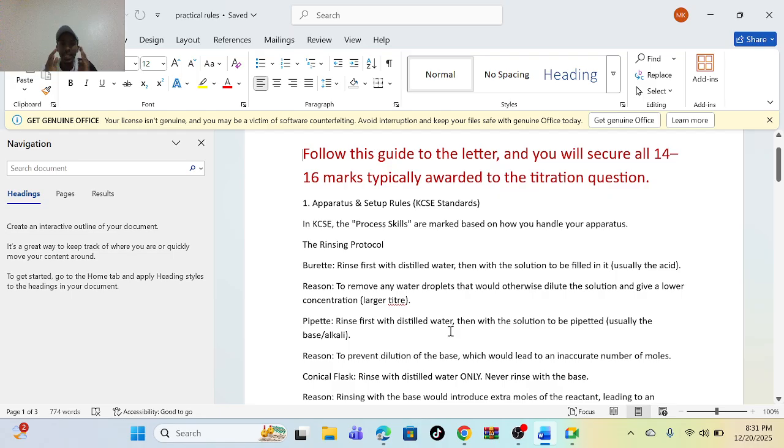Practical in chemistry, practical paper 3. Practical usually has 14 to 16 marks. Sometimes it reaches up to 20 marks. In 1998 it had 20 marks. 2025 had 19 marks, 19 good marks. Meaning that practical alone covers half of paper 3. So it is very important.